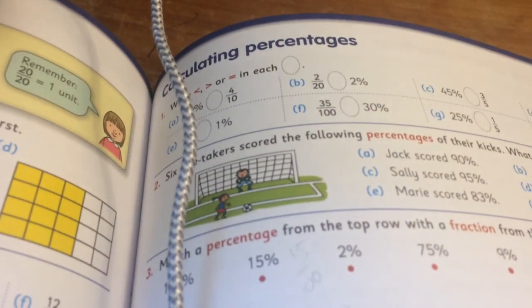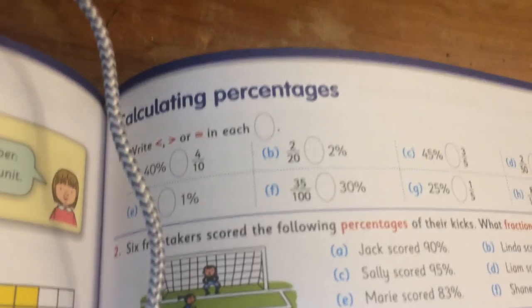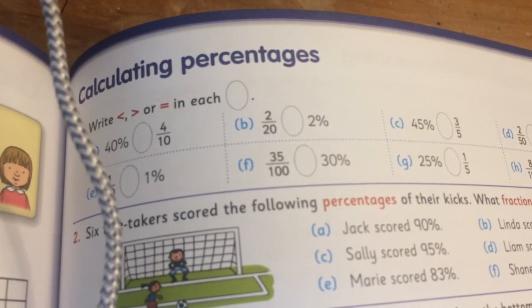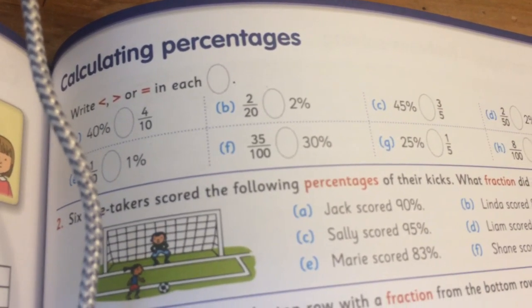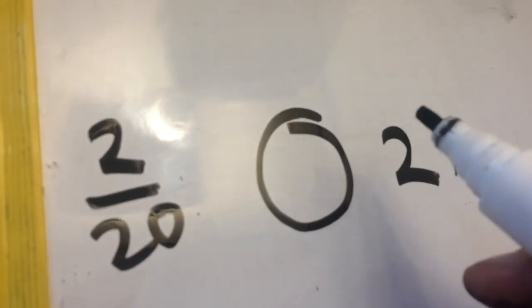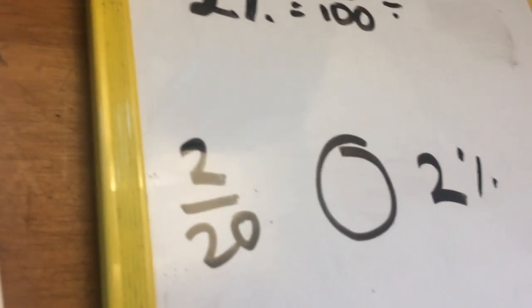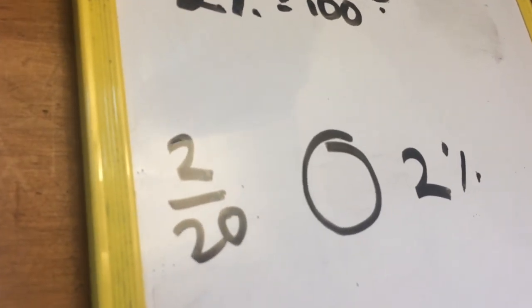All right. Now, the next one is kind of the same. You're looking at 2/20. So let's have a look at that. 2/20, a big circle and then 2%. Okay, so the thing is, we have our percentage 2% there, but we don't know whether it's equal to, greater than, or less than 2/20. So the best thing to do is work out what 2/20 is as a percentage.